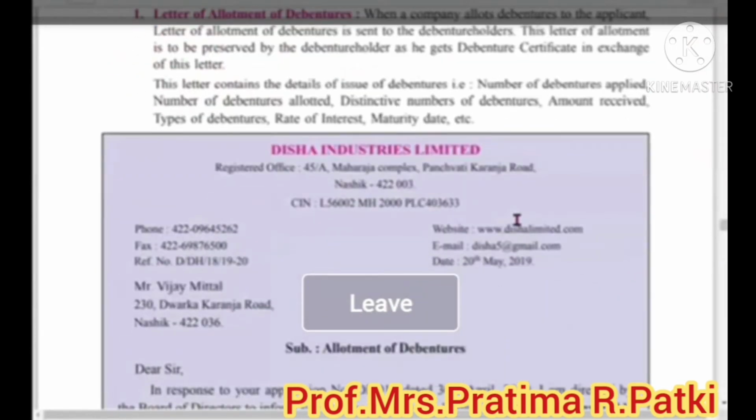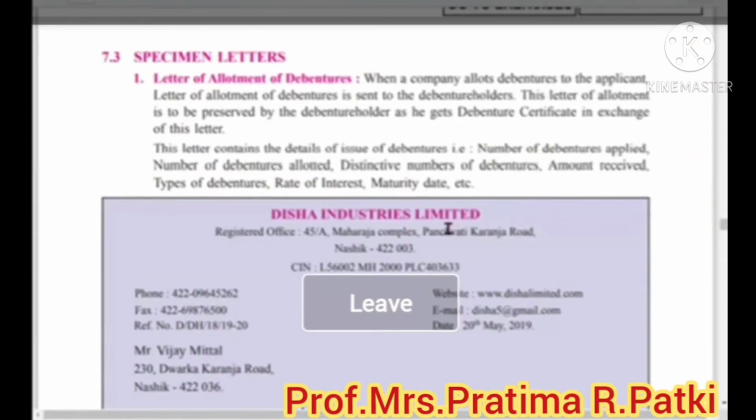Letter of allotment of debentures. When a company allots debentures to the applicant, now the person has to apply. Remember, application of shares, same way application of debentures. So the application form for debentures would be given by the company, which the investor needs to fill and pay if he gets a letter of allotment of debentures from the company.